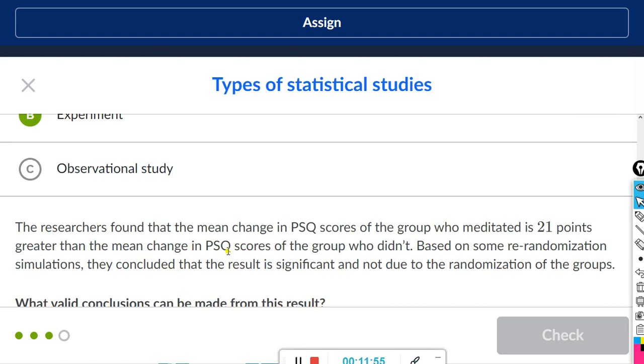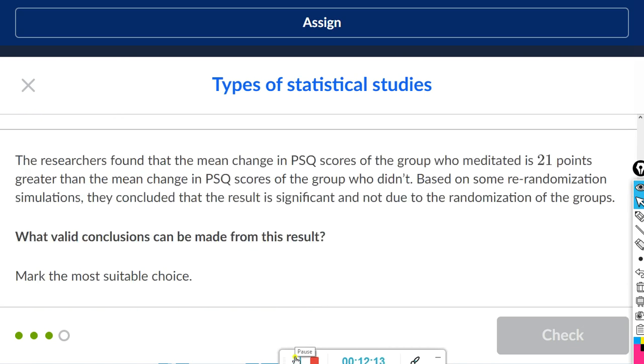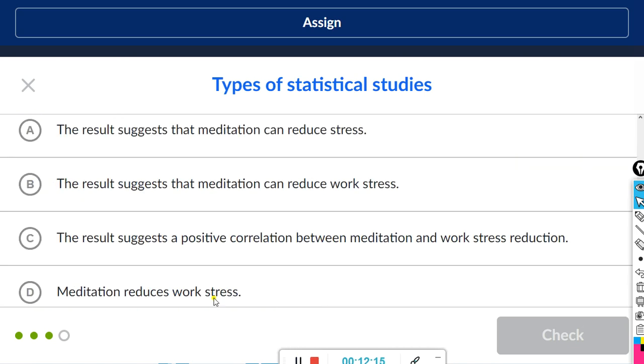The researchers found that the mean change in scores of the group who meditated is 21 points greater than the mean change in scores of the group who didn't. Based on some re-randomization simulations, they concluded that the result is significant and not due to the randomization of the groups. What valid conclusions can be made?